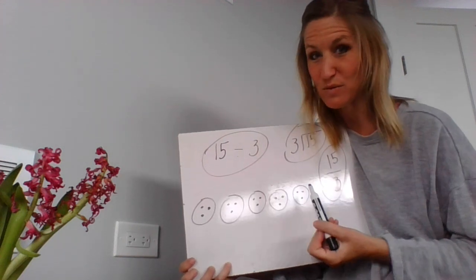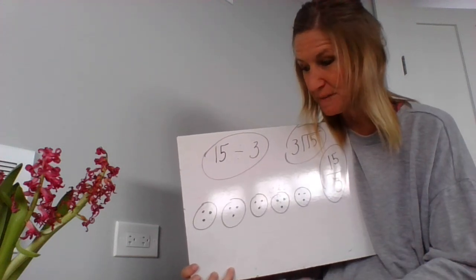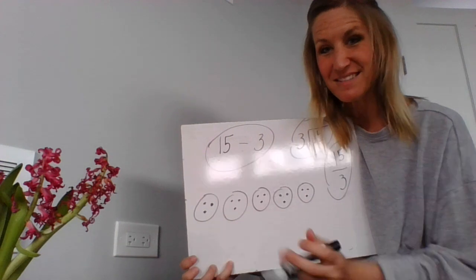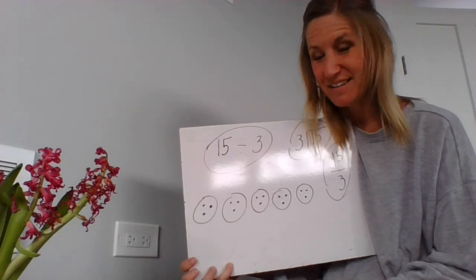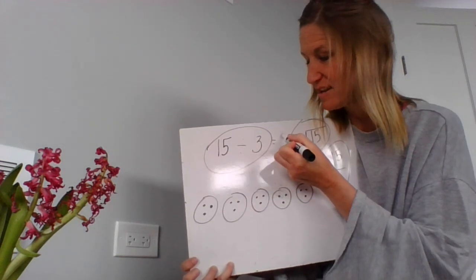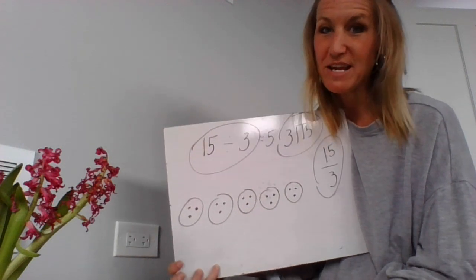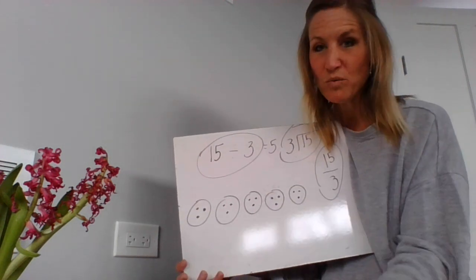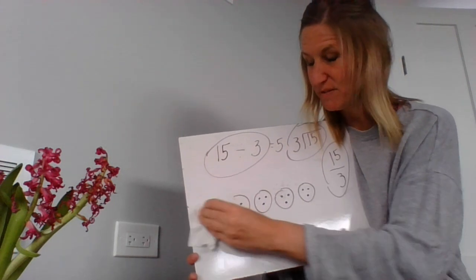So 3 times 5 would be 15. Now how many pots do I need to buy? I need to buy 5 pots. So 15 divided by 3 is 5. That would be one way that you could solve a division problem.